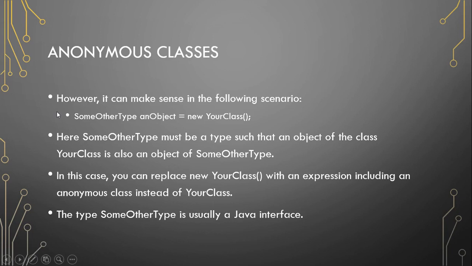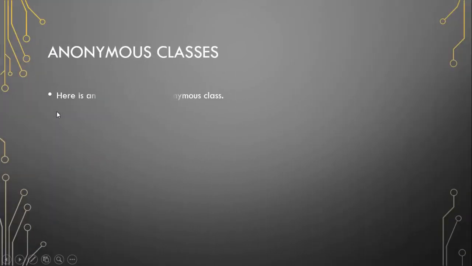And the type, SomeOtherType, is usually a Java interface. It's typically what you will see used here. So interfaces, this is how you might see them used as a class. So let's look at an example now.